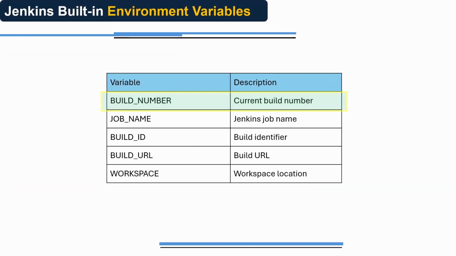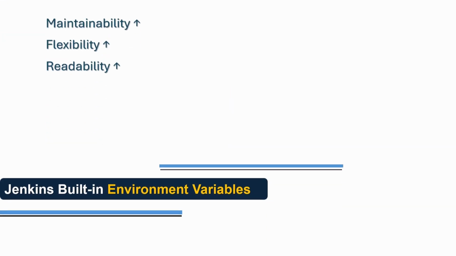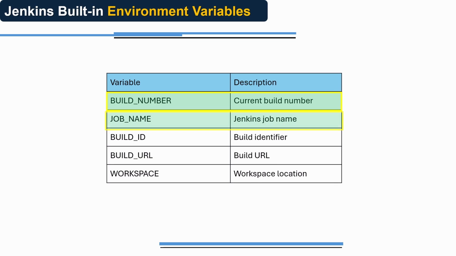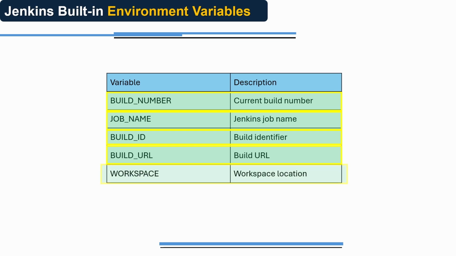One of the best features of Jenkins is that it automatically provides many environment variables for us. So these variables already contain useful information about the current build. For example, build number stores the current build number. Job name contains the name of the Jenkins project. Build URL provides the web address of the running build. Workspace points to the directory where Jenkins checks out the source code.